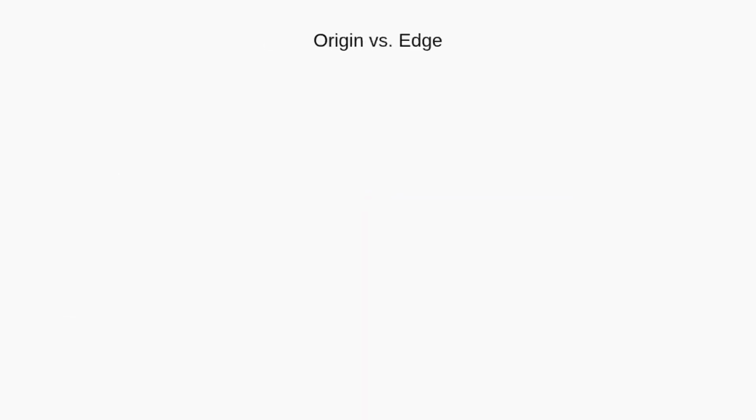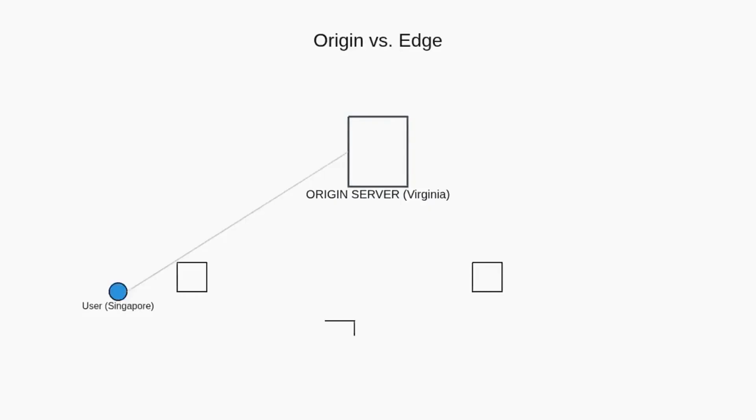To understand CDNs, we first need to look at the origin server. This is where your actual application lives. When a user in Singapore requests a 5 megabyte image from an origin in Virginia, that data must traverse dozens of routers across the ocean floor. A CDN changes the topology.